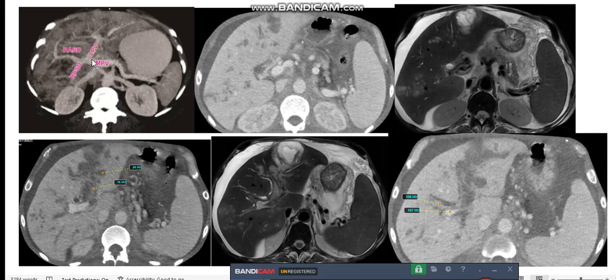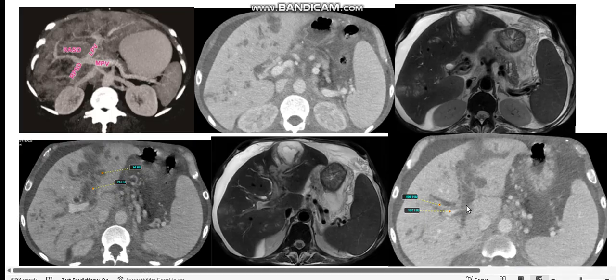Okay, so the first vertical and upward branch is the left portal vein. Let's see that here. This is the first vertical and upward branch, and it is thrombosed here. There is a filling defect here in the left portal vein branch. The vertical and upward branch is the left portal vein branch.